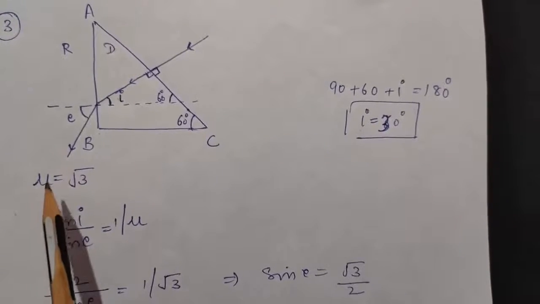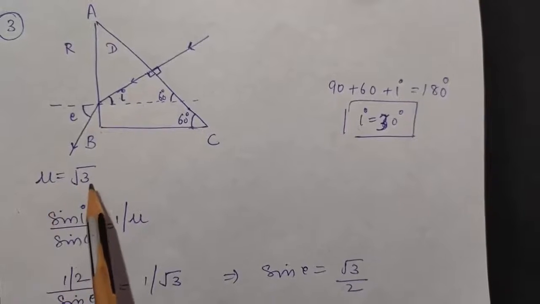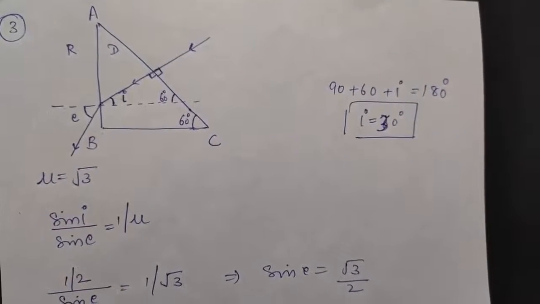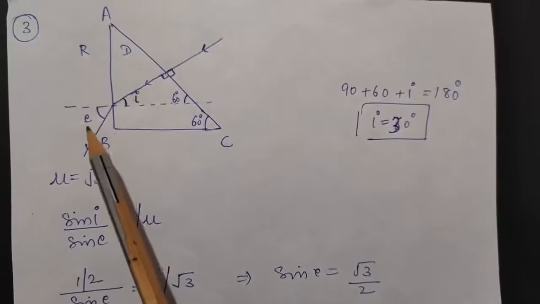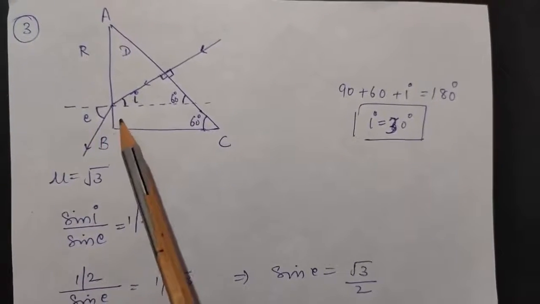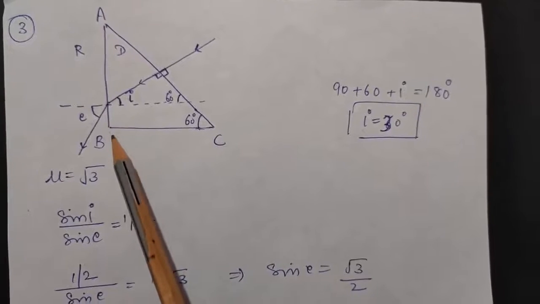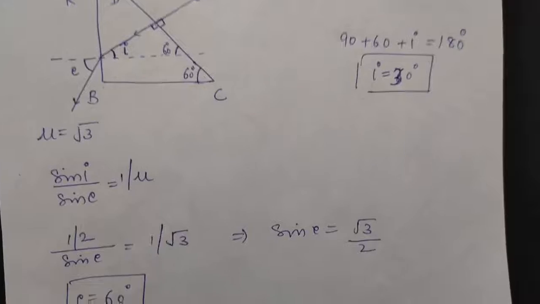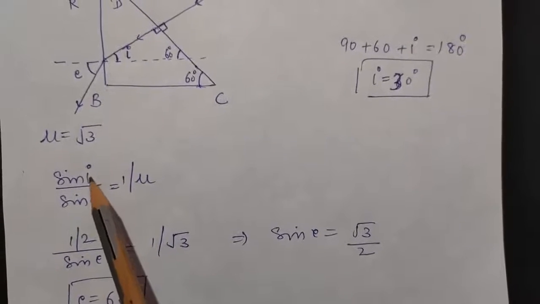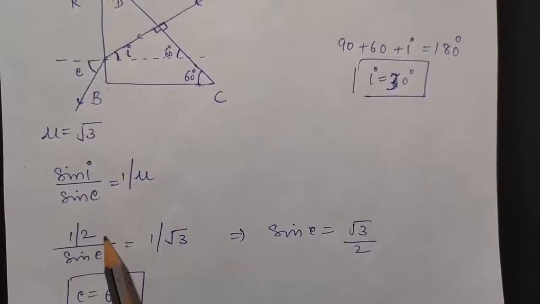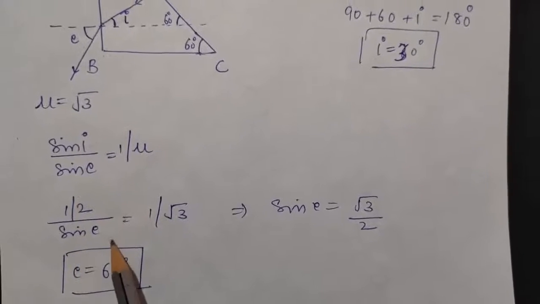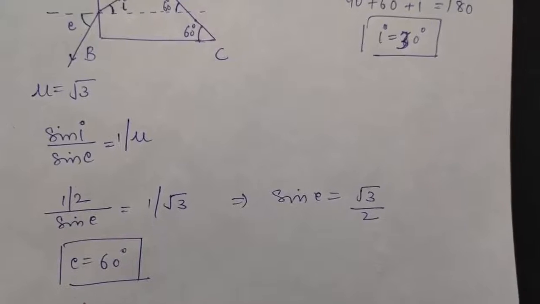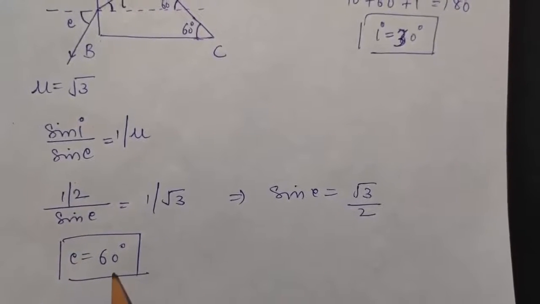Now refractive index is already given to you in the question, that is root 3. So the question says find out the angle of emergence from the prism. So that means you have to calculate angle E. So now if you use Snell's law at the face AB, that will be sine I by sine E is equal to 1 by mu. Now you know the value of I, that is 30 degrees. So sine 30 is 1 by 2. Sine E is kept as it is. 1 by mu means 1 by root 3. So solve it. You will get the value of angle of emergence to be 60 degrees.